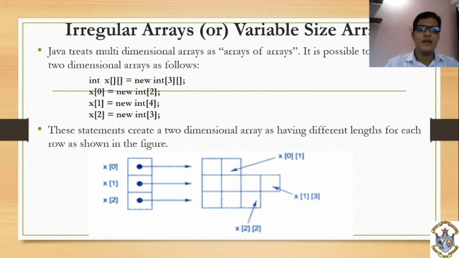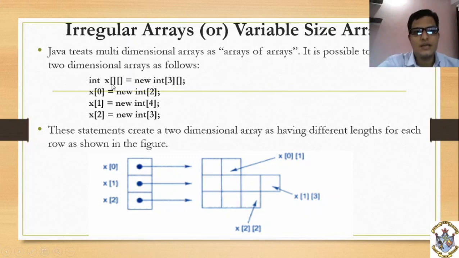Now irregular arrays are variable size arrays. This concept is also very important. These kinds of programs are very important in your graphics programs. Okay, so here the multi-dimensional array is called an array of arrays. It is also possible to declare arrays as follows. So if you declare the arrays like this, you just go through it. You have to give more attention to this, because this is a very important question.